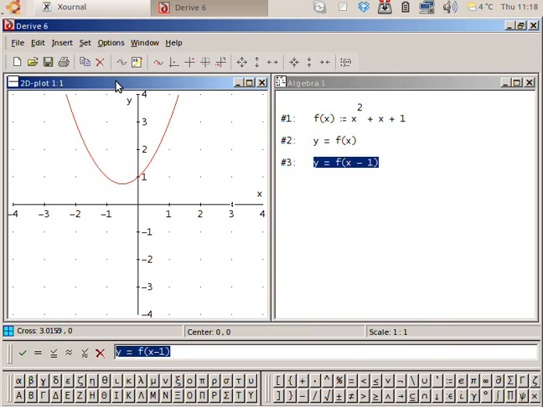So this is where Derive comes in handy for demonstrating here. See how it looks like it's moved to the right? And then if I do plus 1 here, it should look like it's moved to the left.